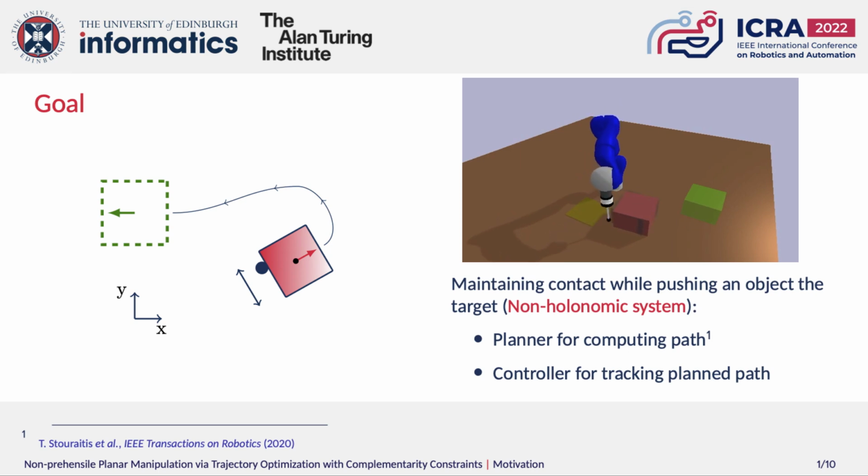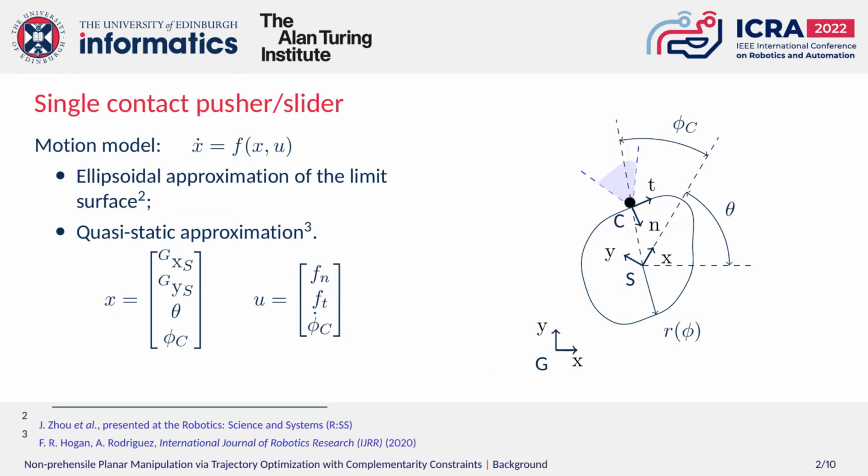Therefore, in addition to a planning method, we need to find a controller to keep track of the nominal trajectory. Due to the non-holonomic nature of the system, such a controller also needs to have a predictive horizon. Therefore, we need to find a motion model for the pusher-slider system.